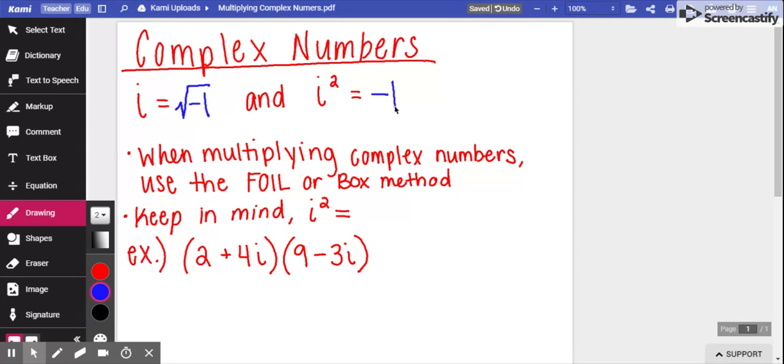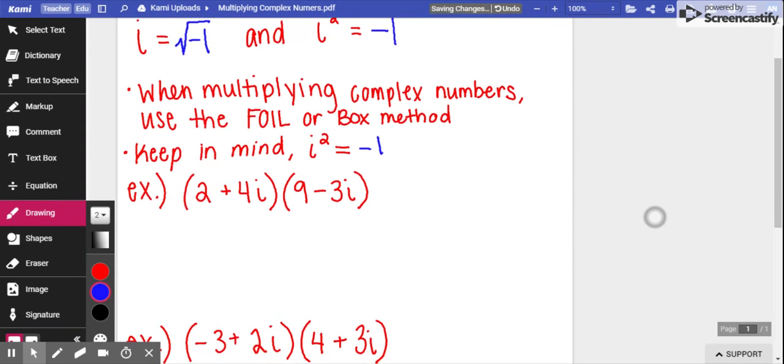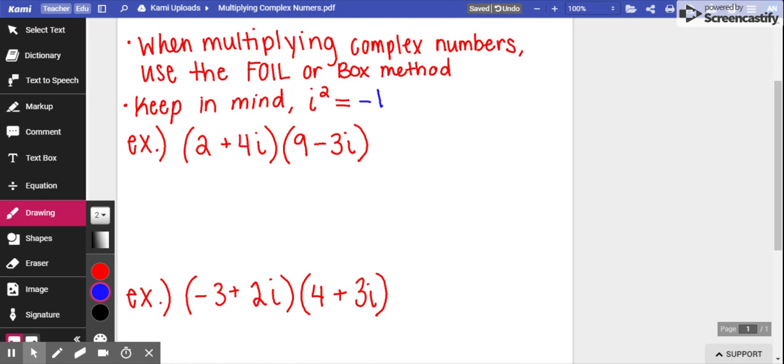So when you're multiplying complex numbers, you're going to either use the FOIL or the box method that many of you are accustomed to. Just keep in mind that i squared is equal to -1. So let's work through some of these problems so you can see that in action. I will do both the FOIL and the box method for both of the practice problems. So we'll start with the box method on this one.